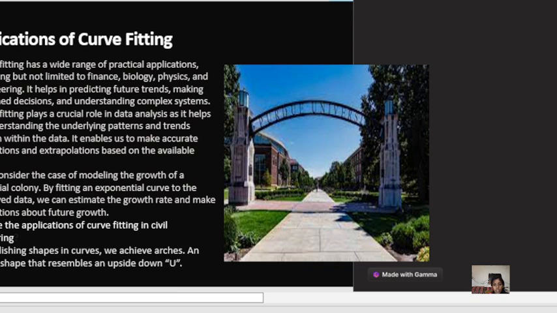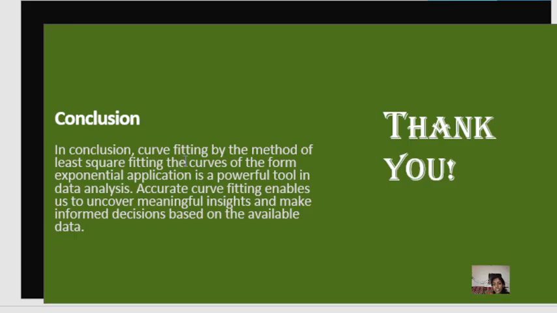Another example is in civil engineering. By establishing the shapes of the curve, we achieve arches, and an arch is a shape that resembles an upside down U, nothing but a parabola here. Then in conclusion, curve fitting by the method of least squares, fitting curves of the exponential form and others, is a powerful tool in data analysis. Accurate curve fitting enables us to uncover meaningful insights and make informed decisions based on the available data.